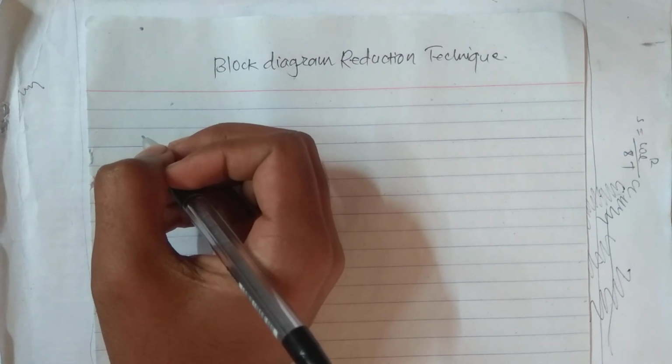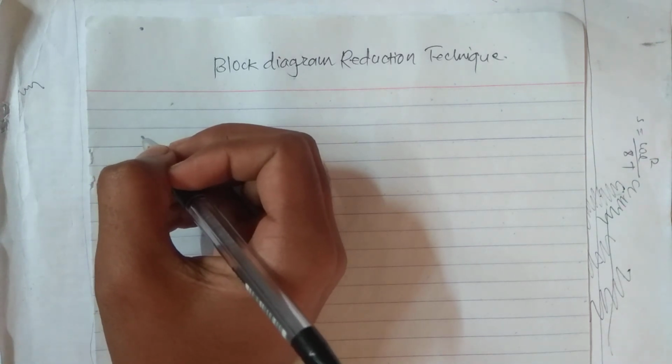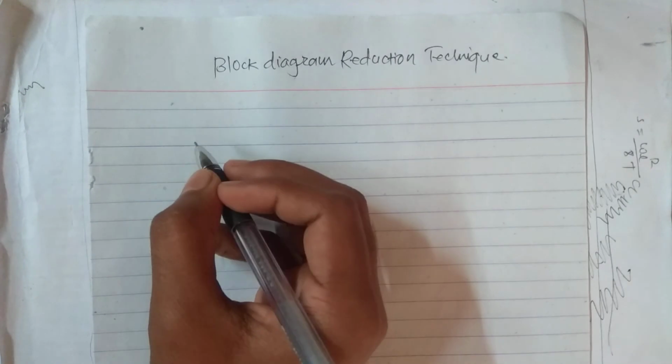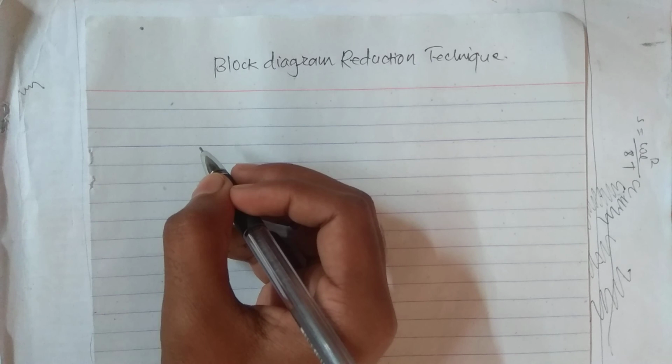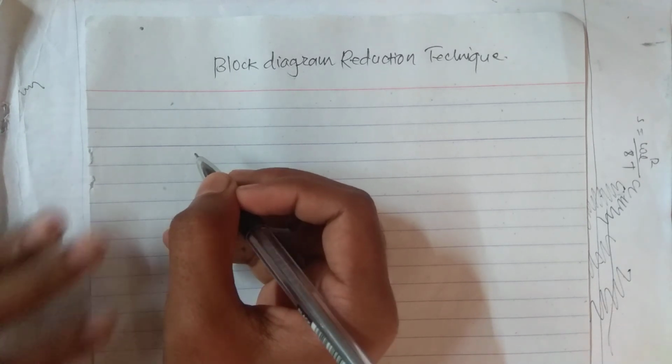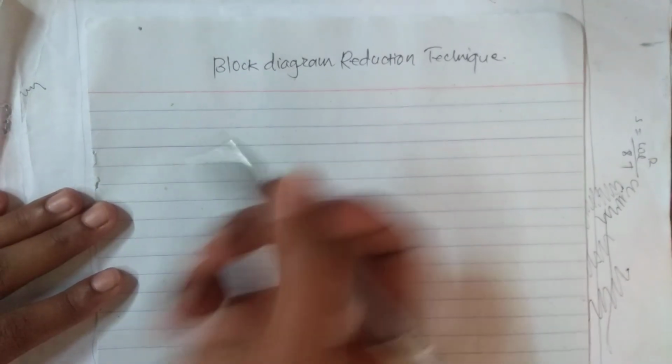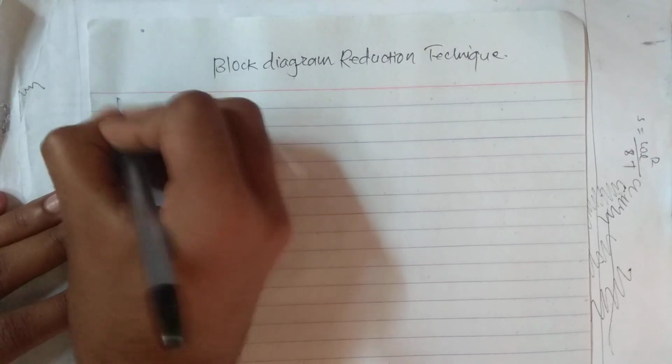Today in this lecture we will discuss the block diagram reduction techniques. When a number of blocks are connected, the overall transfer function can be obtained by the block diagram reduction techniques. Here we have some rules for block diagram reduction. Here we have rule number 1.